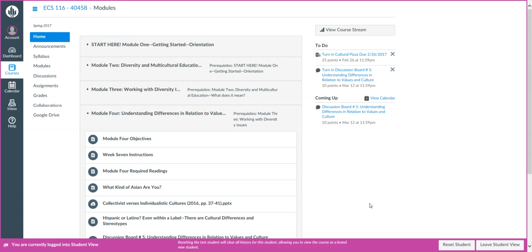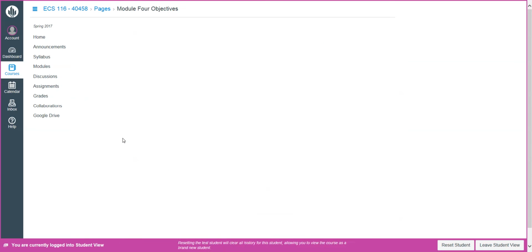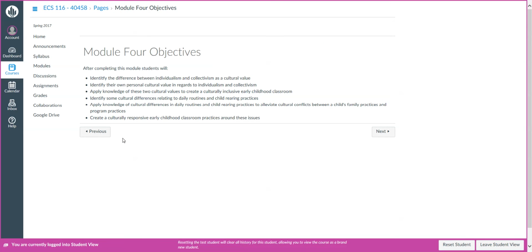Module 4 is going to cover weeks 7 and 8, so I'm going to have these instructions just cover week 7, and know that I will post another set of instructions for week 8. So let's take a peek at the Module 4 objectives and what we are going to be responsible for learning in this module.